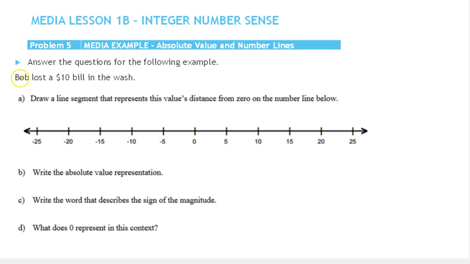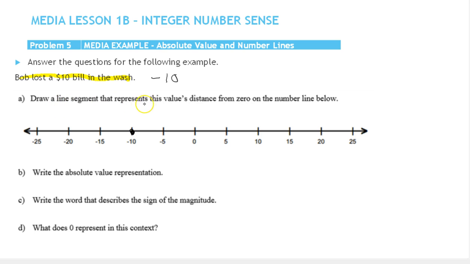Bob lost a $10 bill in the wash. So here's our situation. We're asked to draw a line segment that represents this value's distance from 0 on the number line. So I am going to start by plotting this number. First I'm going to think of this number as negative 10, okay, because he lost a $10 bill. Now I'm going to plot it.